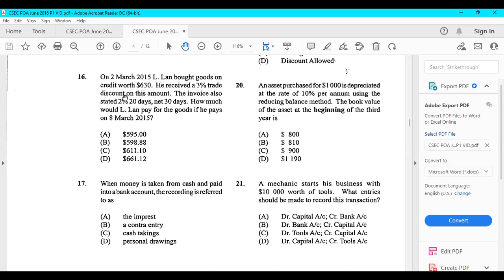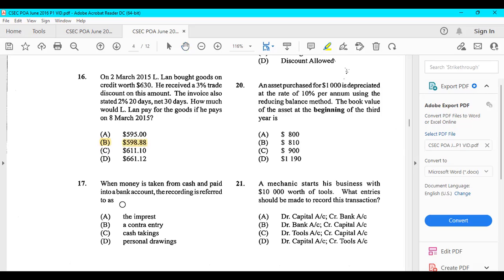you get $611.10. Then you find the 2% of the $611.10, which would be $12.22. Subtract that discount of $12.22 from the $611.10, and you will get the money that L Land would pay, which would be $598.88. So your answer is B. Where's my highlighter? All right.